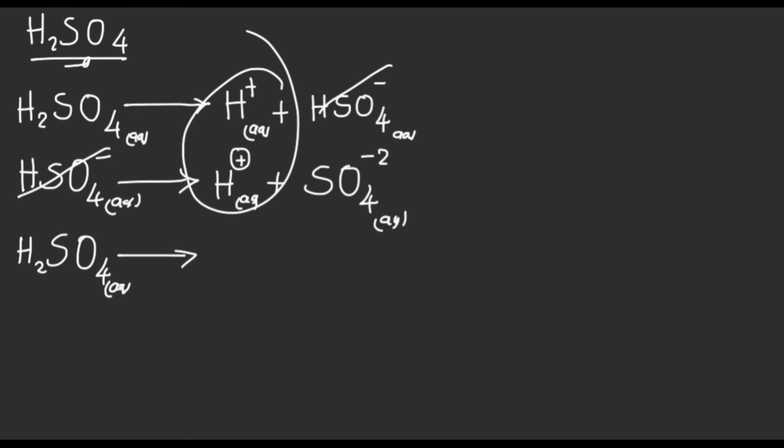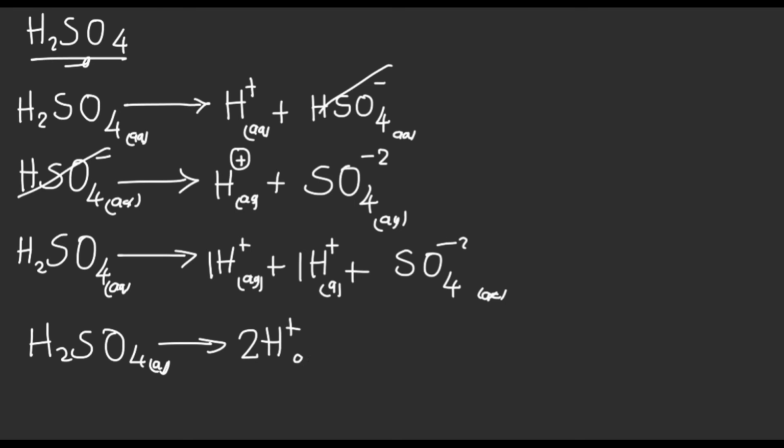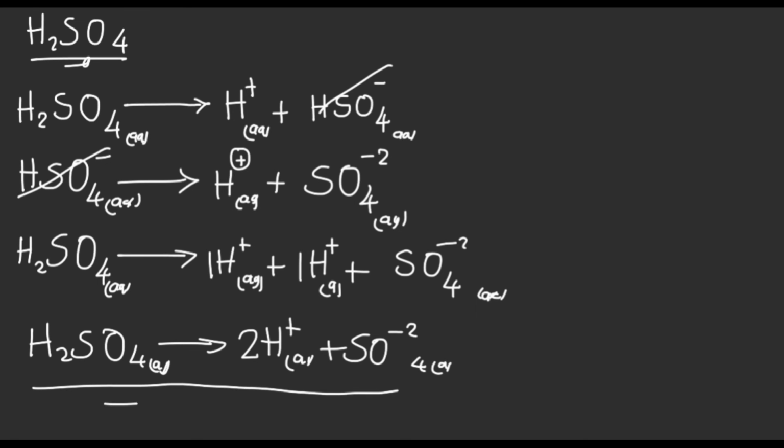Then we are going to add. We'll say hydrogen plus aqueous plus another hydrogen plus SO4 minus 2. So these two are like terms, so they can be added. So our final answer will be SO4 aqueous. So we have 1 plus 1, we have 2, H2 plus aqueous plus SO4 minus 2 aqueous. So this is our final answer.